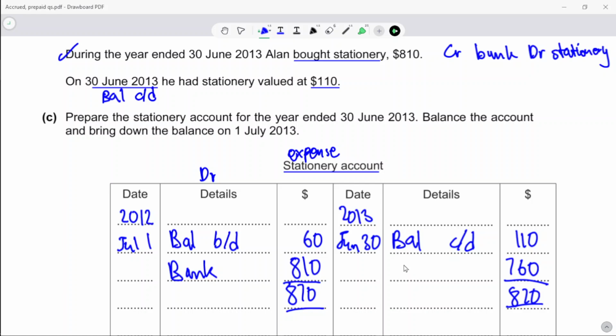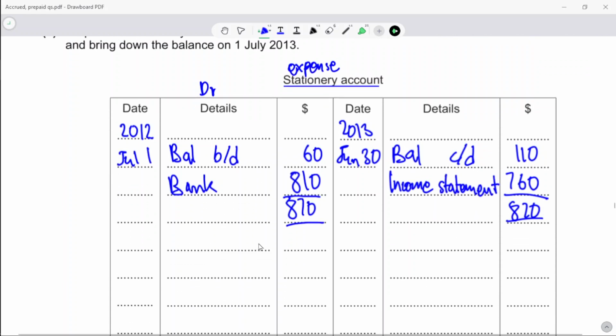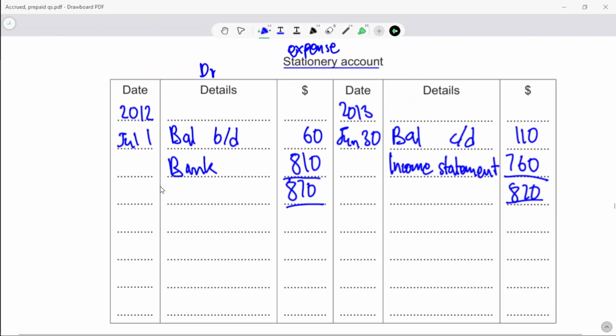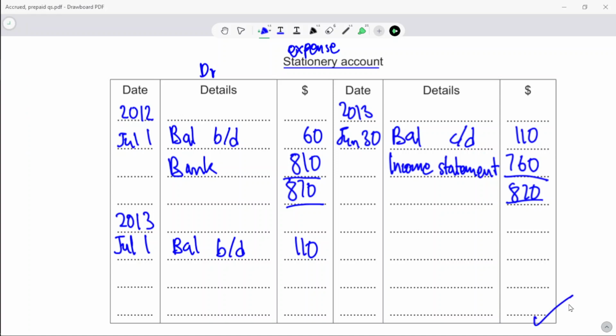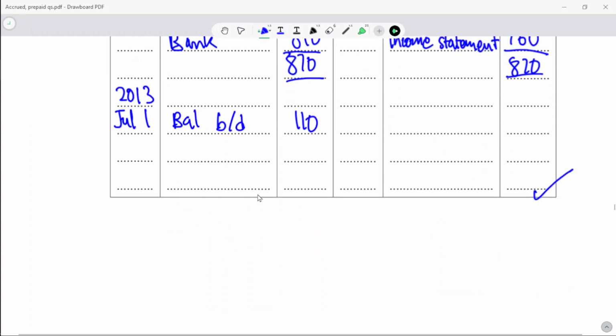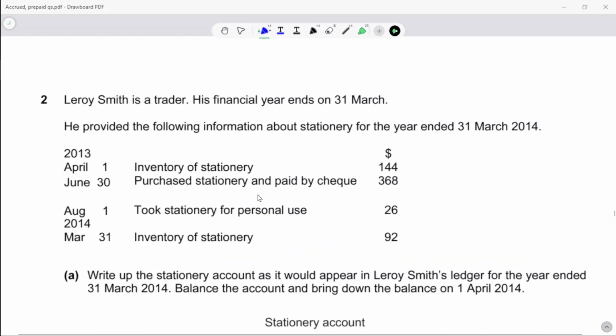So this one you get the income statement. Then bring down to the next day. The next day is July 1. Okay, the answer is correct. So let's go to the next question.